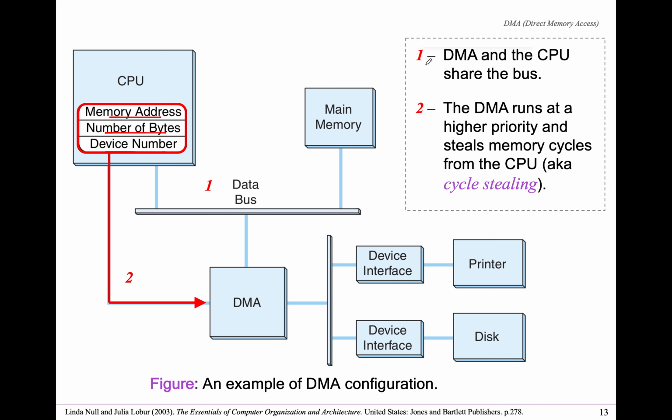So here is the flow. We have the data bus shared. And another one is the DMA runs at the highest priority. And it steals memory cycles from the CPU, which is cycle stealing.